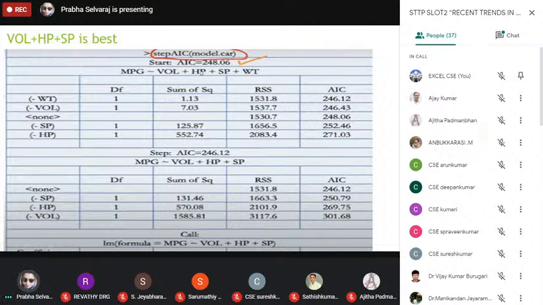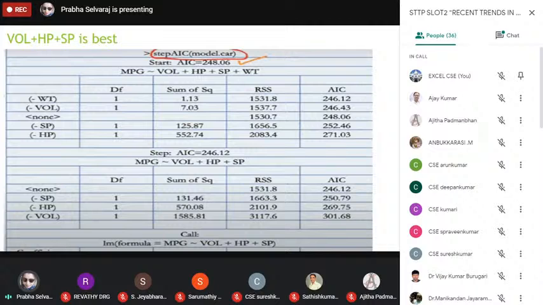Among these two, 246 is lesser compared to 248.06, so I consider the model volume plus HP plus SP the best model. Likewise, I have built the equation properly by applying all these things, and I identified that volume, HP and SP need to be considered as independent variables to calculate the MPG, because its AIC value is lesser compared to all the other combinations. So the model you have built is perfect.